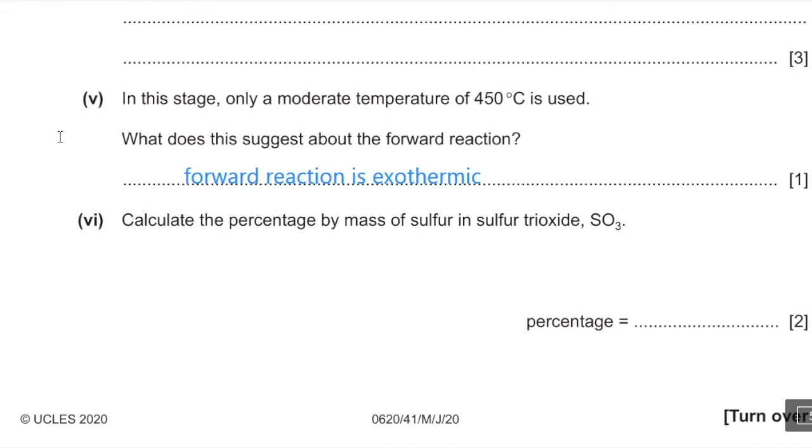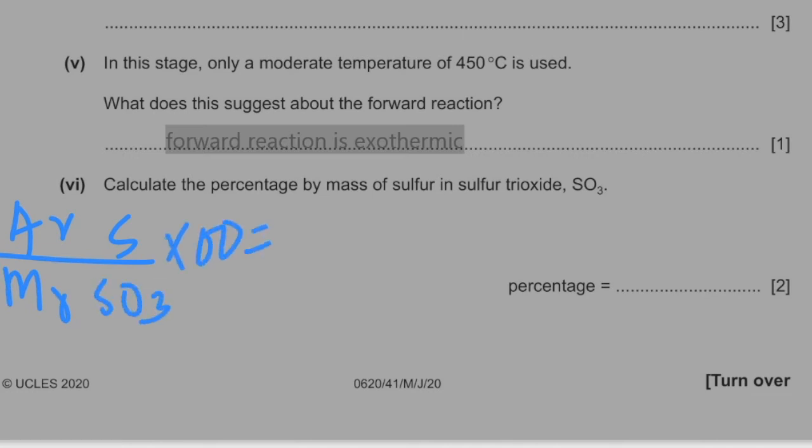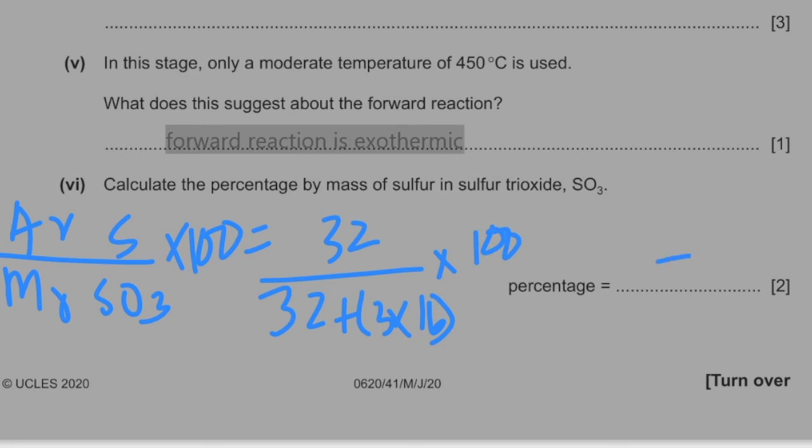Six, calculate the percentage by mass of sulfur in sulfur trioxide. So we can solve this by writing the relative atomic mass of sulfur, dividing by the relative molecular mass of sulfur trioxide, then multiplying it by 100. So this is going to be 32 divided by 32 plus 3 atoms of oxygen, and the whole fraction multiplied by 100, which gives the percentage of sulfur as 40.